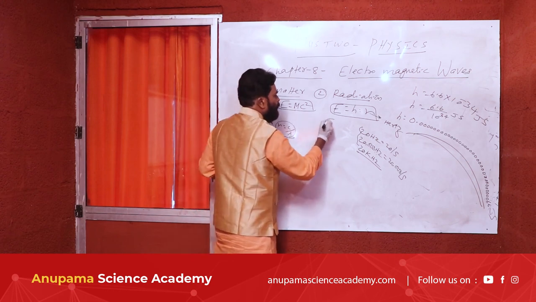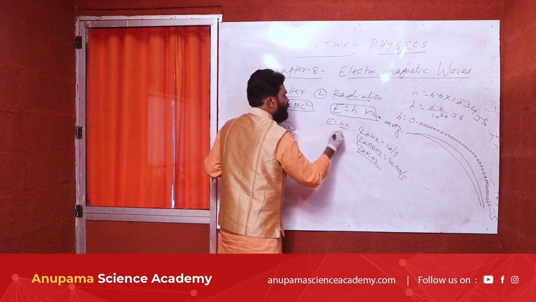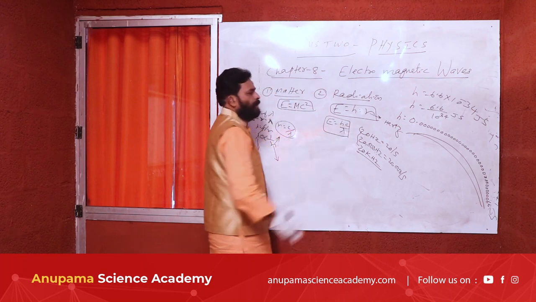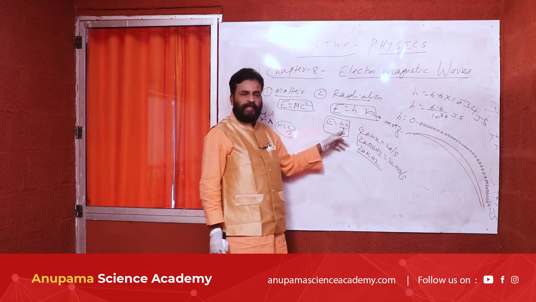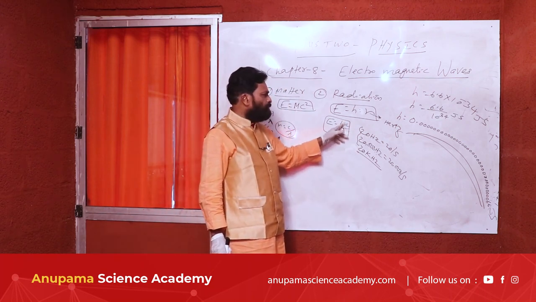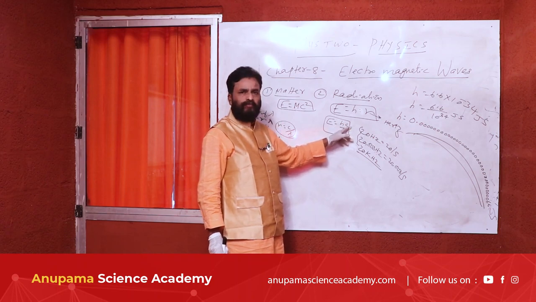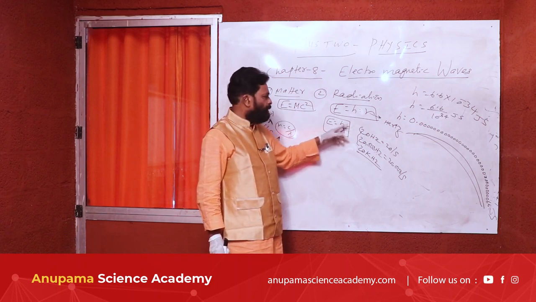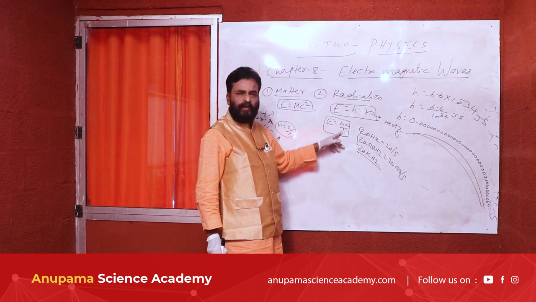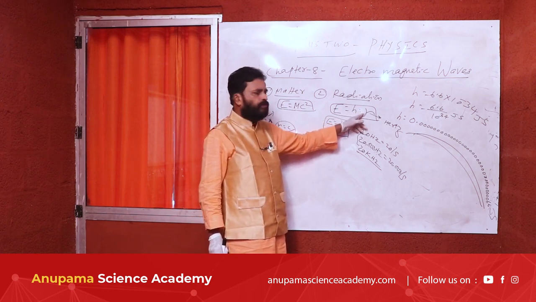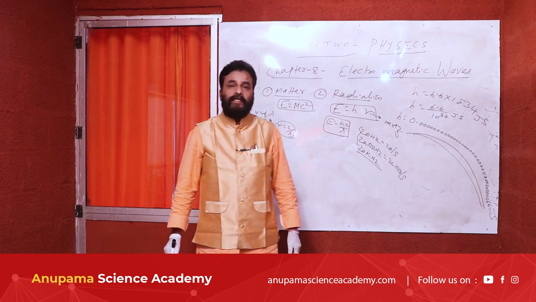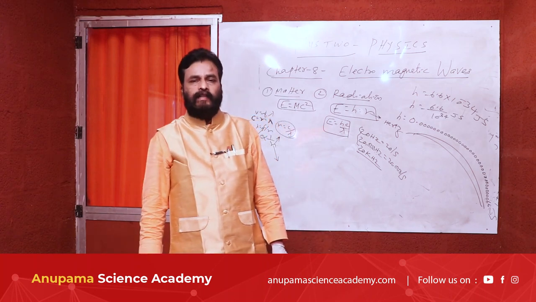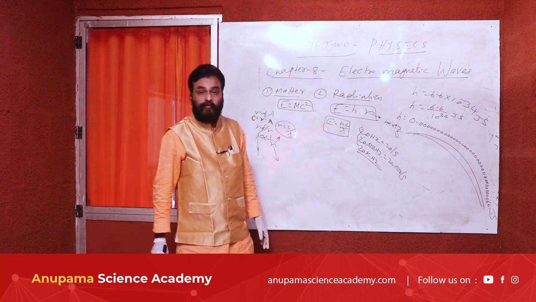So this equation can also be written as hc by lambda. This is in wavelength. c is a constant, h is a constant. c is the speed of light in free space, 3 into 10 raised to 8 meter per second. h is Planck's constant, lambda is wavelength. So this is E equals h nu. This equation is by Max Planck from the quantum theory of light.